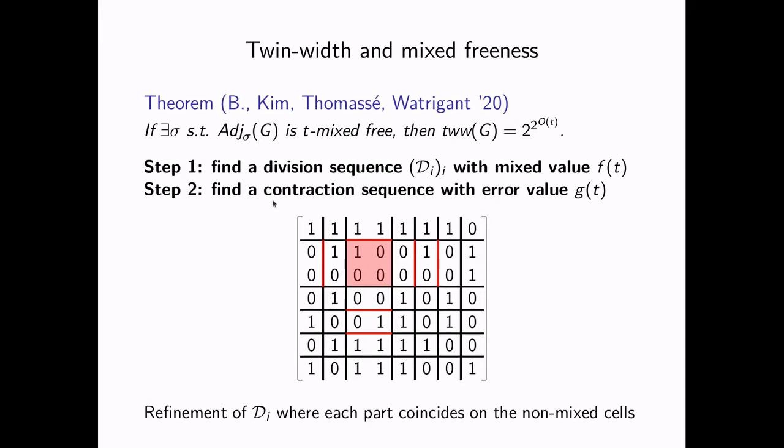And step 2 is to now say, okay, we didn't need a division sequence, a contraction sequence is enough, but we want the error value to be bounded. So what happens there is that you look at your division sequence, and within parts of the division sequence you cluster things that are now not necessarily consecutive, but behave the same way outside of the mixed zones, and this leads you to the contraction sequence.